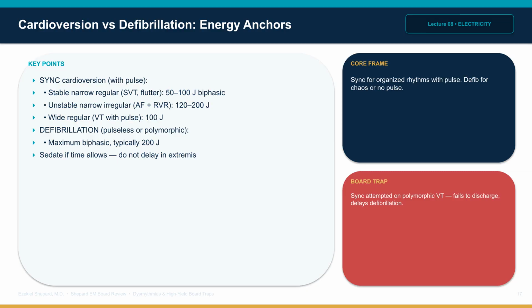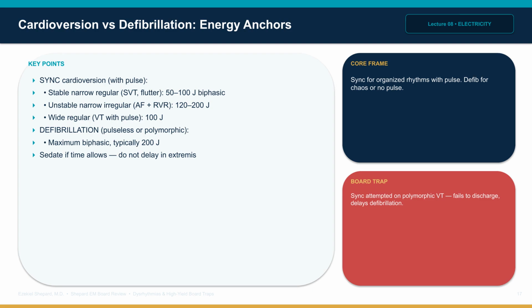Synchronized cardioversion is for unstable tachycardia with a pulse. Energy anchors: stable narrow regular, SVT, atrial flutter, starts at 50 to 100 joules biphasic. Unstable narrow irregular, AFib with RVR, starts at 120 to 200 joules. Wide regular VT with pulse starts at 100 joules.